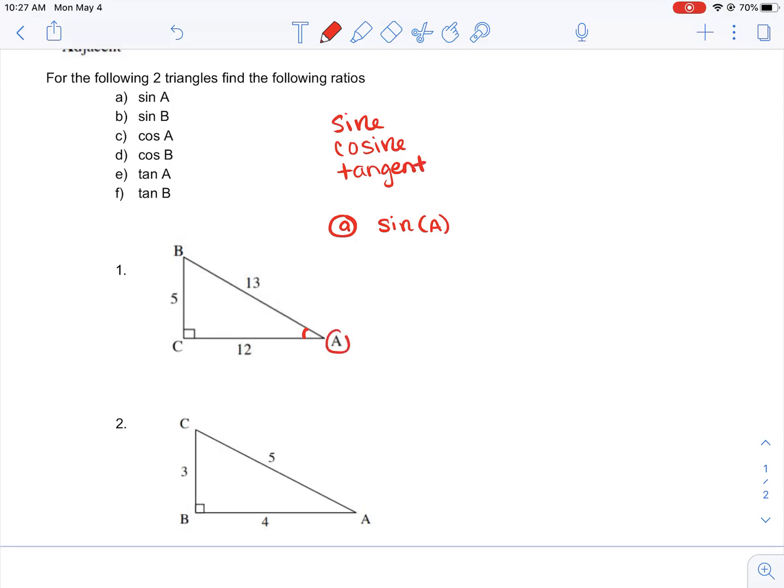So if I'm looking here at A, we said that sine is our opposite over our hypotenuse. So the opposite is this length here. It's across from angle A. So we're going to use 5 over our hypotenuse. And our hypotenuse is always across from that 90-degree angle. That is 13. You can leave your answer as a fraction for this practice, but if you wanted to change it into a decimal, you would do 5 divided by 13, and you're going to get about 0.38.